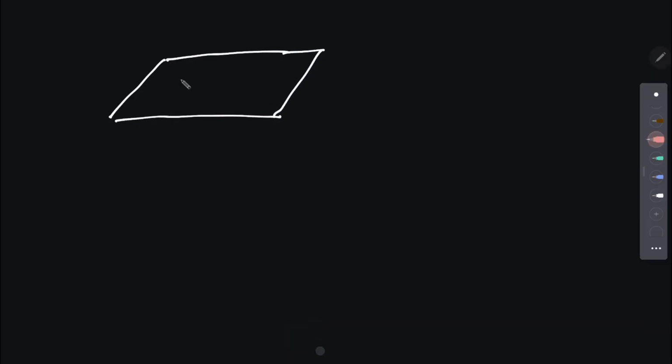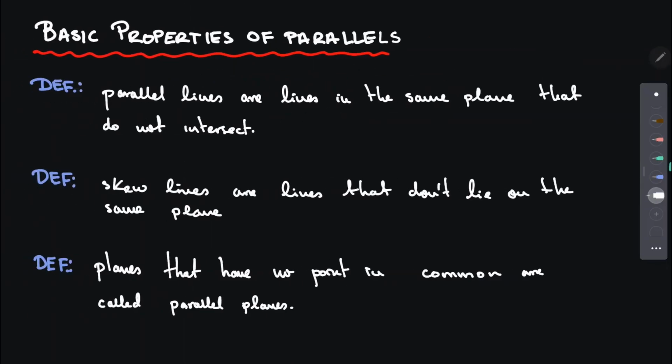And if I have a line here, let's call it line L, and I have another line, let's call it line M, okay? If they do not touch, then they are parallel, and their symbol will be like this: L is parallel with M. That's basically the first definition. They do not touch, and they are in the same plane. All right, they are coplanar.